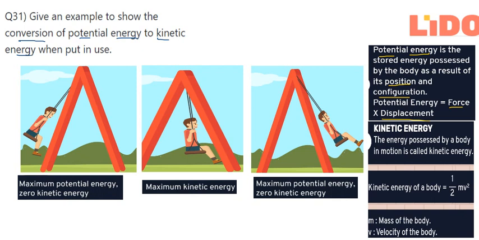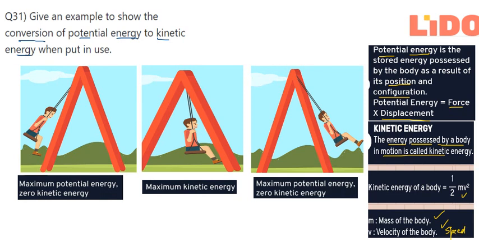What do we mean by kinetic energy? The kinetic energy is the energy possessed by the body in motion, and this is called kinetic energy. Kinetic energy is also given as half mv square, where m is mass and v is velocity or speed, let's say, of the body. Understood this part, right?